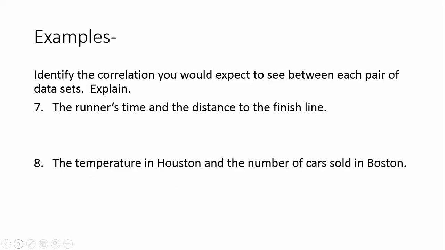I believe these are the last 2 examples. So again, identify the correlation that you expect to see and then explain. So we have, again, write these down. The runner's time and the distance to the finish line. So we're thinking about someone running a race, and as the time that they've been in the race increases, our assumption here would be that they're getting closer to the finish line. So as the time increases, the distance to the finish line would decrease. So that would be a negative correlation.